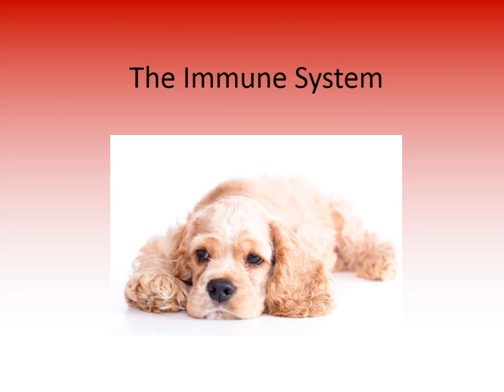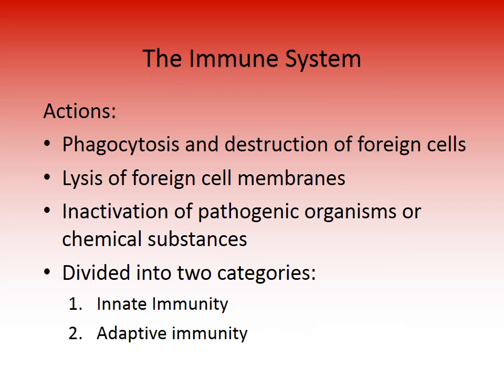Okay, so we talked about the blood and its components, we talked about the lymphatic system, and now we're going to do kind of an introduction into the immune system. So, the actions of the immune system: phagocytosis and destruction of foreign cells. That is the whole purpose of our immune system. Lysis of foreign cell membranes, so lysis means to rupture. And inactivation of pathogenic organisms or chemical substances.